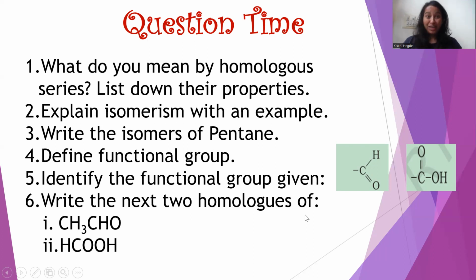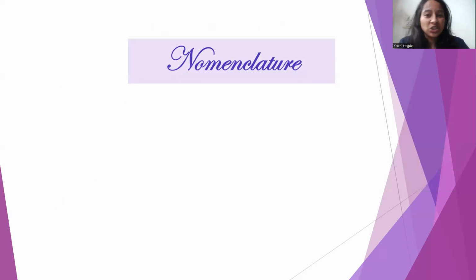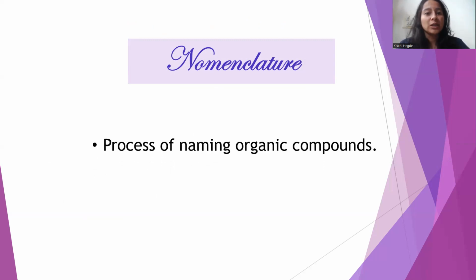Now, moving to the very important concept of the chapter, nomenclature, which may be a little confusing, but if you understand the concept and practice more compounds, then it will be easy for you. I'm here to make it easier with many examples so that you can answer better in the examination. What is nomenclature? Nomenclature is nothing but the naming of organic compounds.